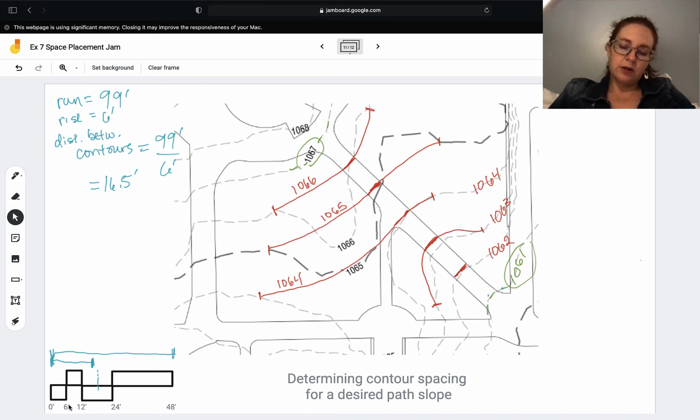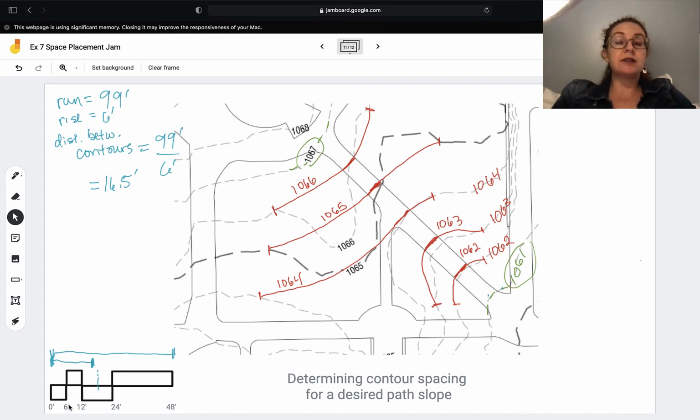And so here is 1063. And then 1062, I'm going to do something similar. Tie it in. And then 1061 I leave alone because I'm not messing with it. So now I've regraded this slope and I have made my contours perpendicular to the direction of travel.